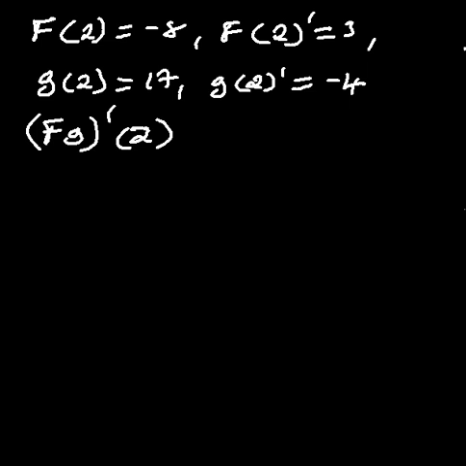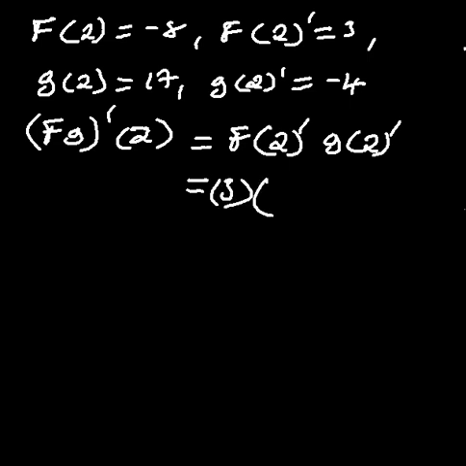Now, in this case, having this expression, this is the same as having f of 2 prime times g of 2 prime. And we have all these values. What is f of 2 prime? That is given as 3. And times what is g of 2 prime? We have it as -4. So we have -12. That is the solution.